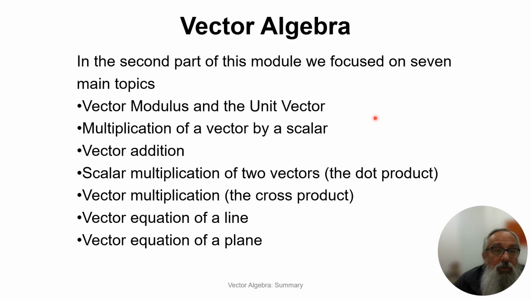Vector algebra, some topics we've looked at: vector modulus, unit vector, and all of these are key actually. Multiplication of a vector by a scalar, vector addition, parallelogram rule, triangle rule, or in vector form, just add the components. Scalar multiplication of two vectors, the dot product. Vector product or vector multiplication, the cross product. Practice doing that with your determinant expansion. Vector equation of a line, vector equation of a plane.